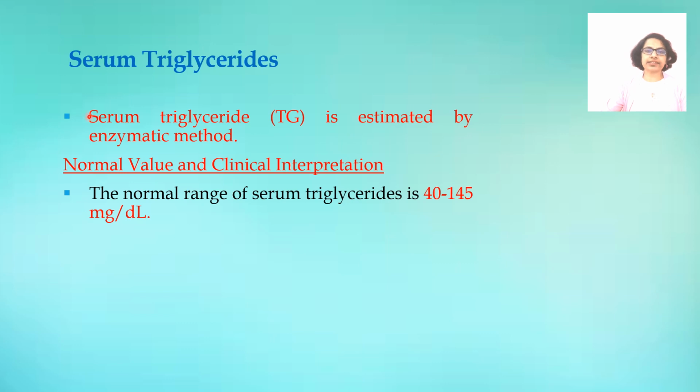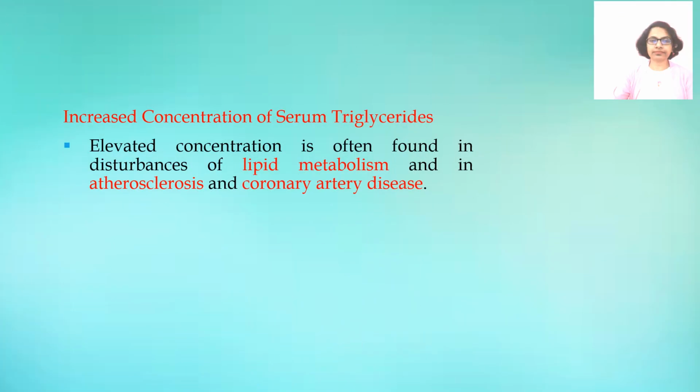Then serum triglycerides. Serum triglycerides, denoted by TG, is estimated by enzymatic method. Normal value and clinical interpretation: the normal range of serum triglyceride is 40 to 145 milligram per deciliter. So what is the normal triglyceride value? It should be 40 to 145 milligram per deciliter.